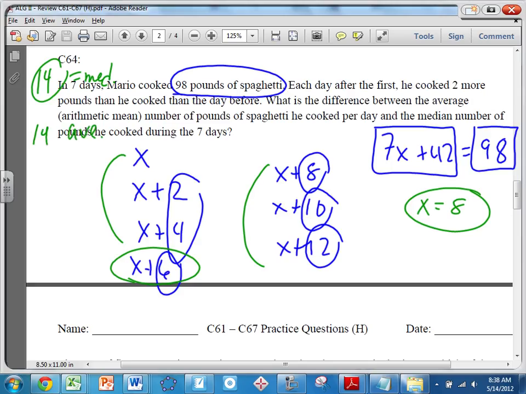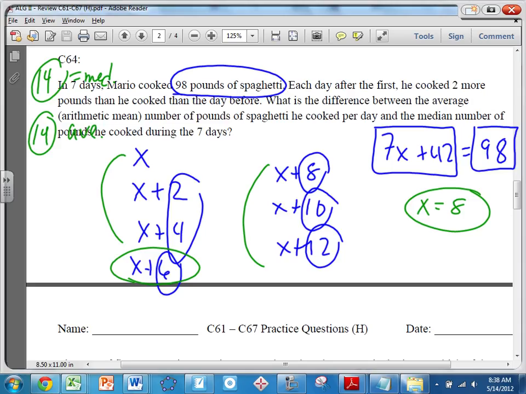That's why I wanted to do this in the end, because I remember this problem. The average is 14, and the median is 14. So is there any difference between them? No. So what's the difference? 0. Again, when data is consecutive, the median and mean are always the same.